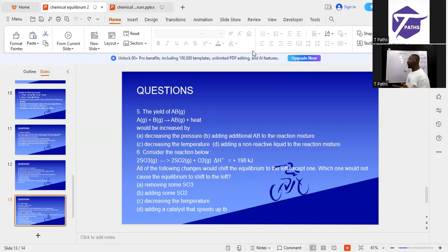It said decreasing pressure. If you decrease pressure in a system like this, we recall that an increase in pressure will favor the side with the fewest number of moles. And that means if I decrease pressure, the side with the most number of moles will be favored. And the side with the most number of moles is what? Is the left hand side. So this option is wrong. It does not make sense. The last one, adding additional AB to the reaction mixture. Yes. You're adding additional AB to the reaction mixture, like concentration, you favor the forward reaction and therefore increase the yield.